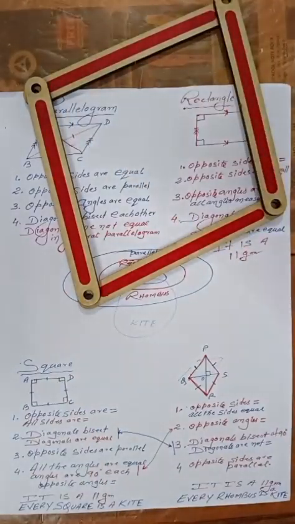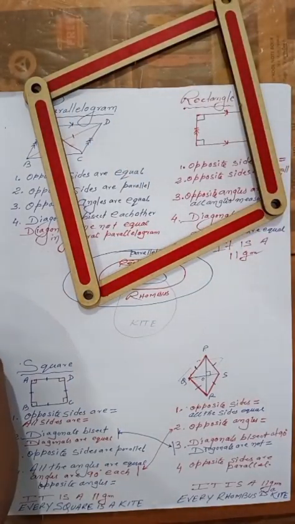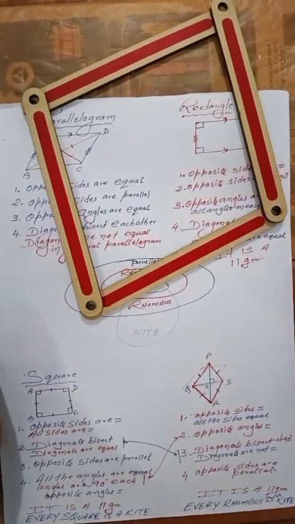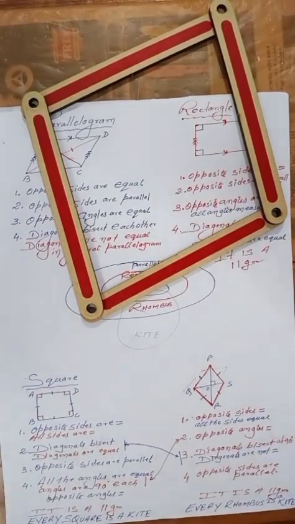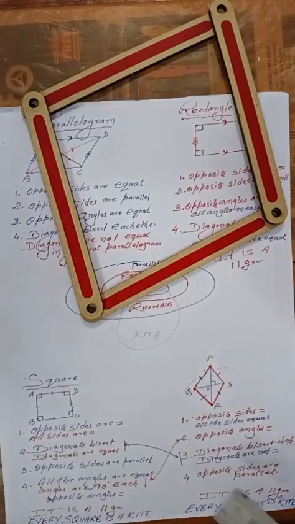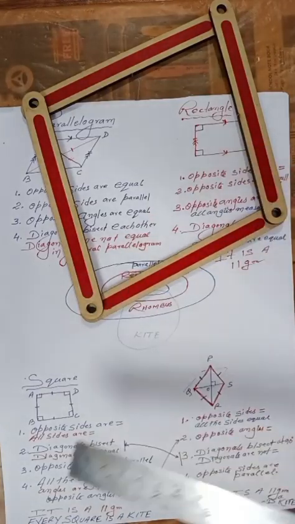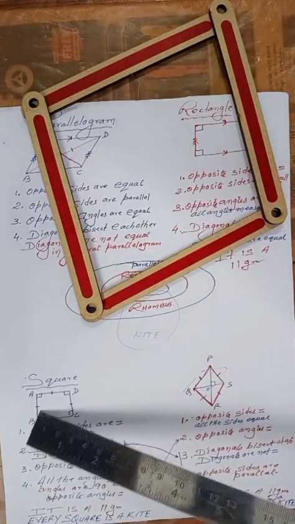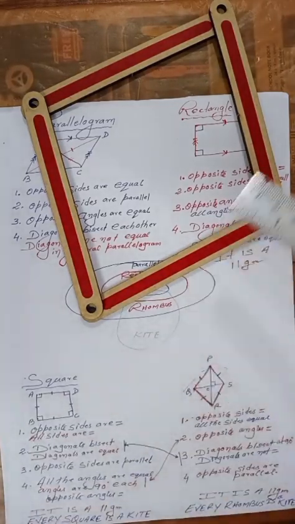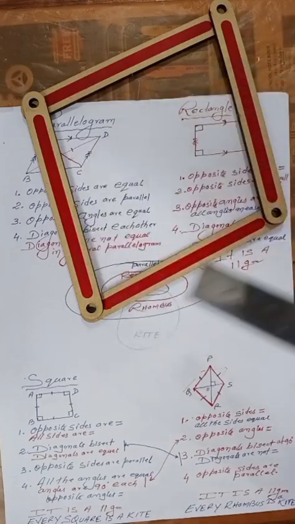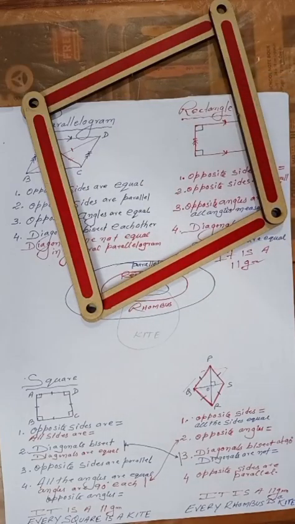Now, rhombus. Okay? Clear? In a rhombus, you can see here what the properties are. Opposite sides are equal because we are making it with the same sticks. As I have used the sticks to make the square, I am using the same sticks to make the, what? The rhombus. So the opposite sides are equal.